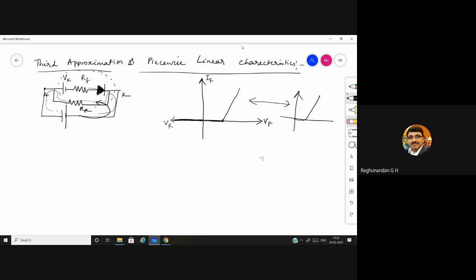And they plotted for that. That is not there in your syllabus. You can just study it till the third approximation. Fourth approximation is not there. So this is about the third approximation or piecewise linear characteristics.